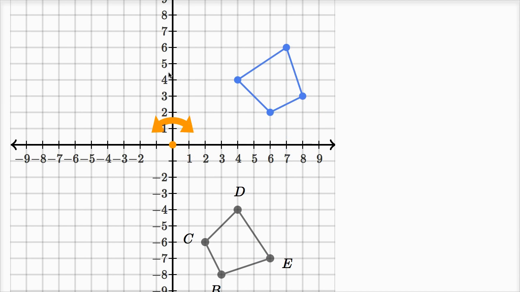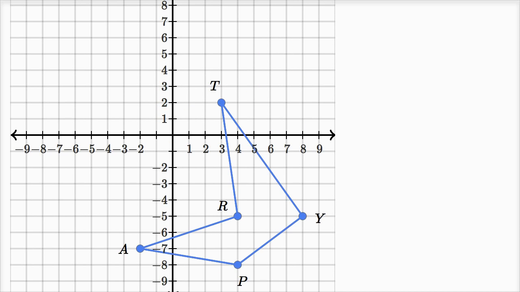I could do something like that. And notice it's a different rotation now. It's a different rotation. I could rotate around any point. Now let's look at another transformation, and that would be the notion of a reflection.